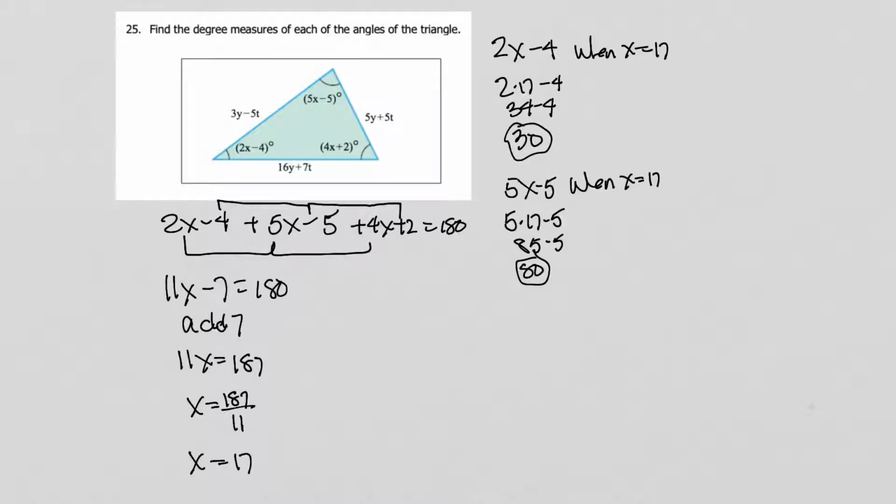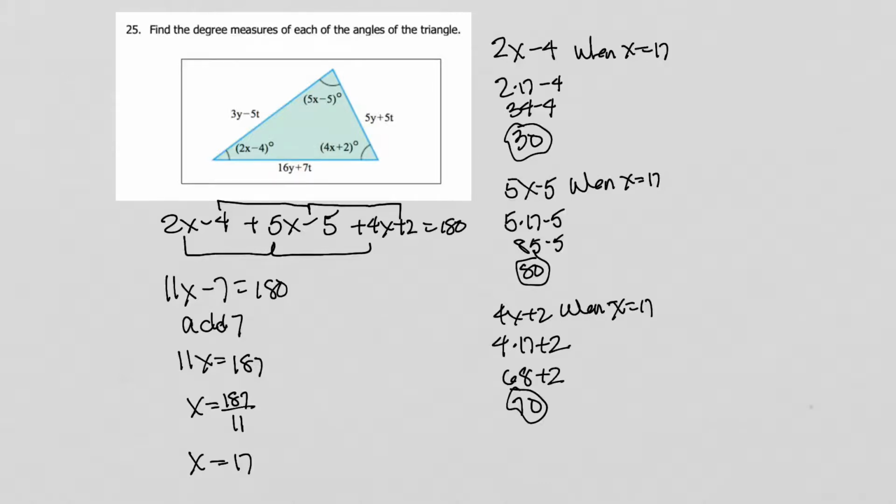And then finally at the end here, now we could do this, right? We know that they add up to 180. So we've got 30 and 80 already. That's 110. So we need another 70 to get us to 180. But let's just keep doing what we've been doing. So we'll get 4x plus 2. And when x equals 17, we'll get 4 times 17 plus 2. 4 times that 17, that's a 68 plus 2. And there's that 70 we were looking at.